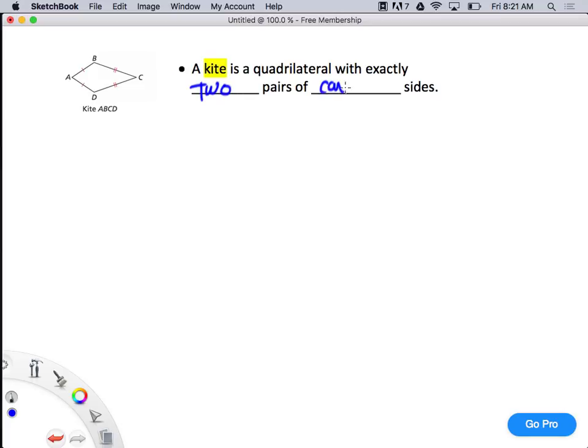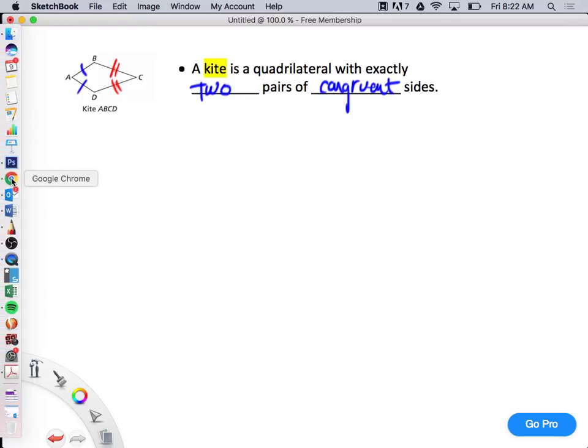Two pairs of congruent sides. There you go. Here's a pair of congruent sides right there. And here's another pair of congruent sides. So it's two pairs of congruent sides. All right? If all the sides are congruent, then it's what kind of shape? A rhombus has all the sides congruent. A square also has all sides congruent, but we know a square is a rhombus and a rectangle as well. It's both of them. Okay? So if not all the sides are congruent, but it's got exactly two pairs of congruent sides, then I've got a kite. That's a kite. All right?